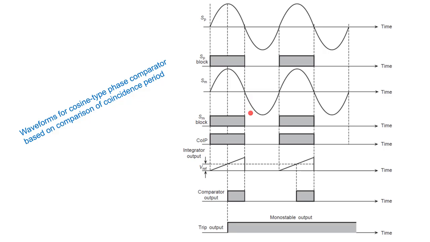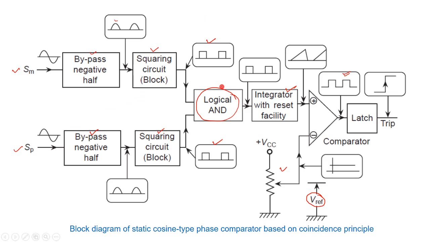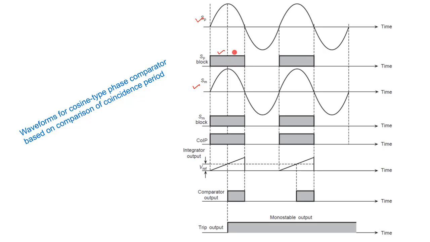Let us see the waveforms of this phase comparator based on the comparison of the coincidence period. First we gave these inputs SP and SM, right, these two signals, and these two signals pass through the rectifier circuit. After passing through the rectifier circuit, as we have seen, we got the positive half cycles, the negative half cycle is clipped, and then it is passed through the squaring block, and we got this waveform. These waveforms we got after passing through the squaring blocks.